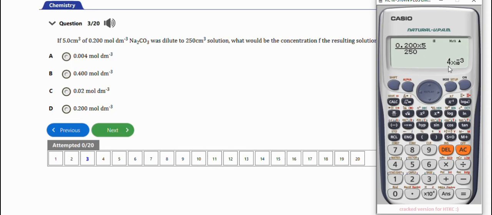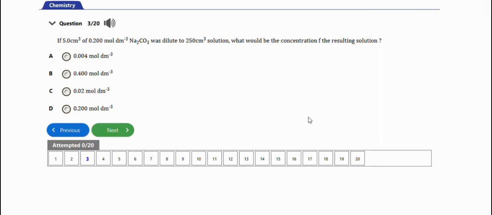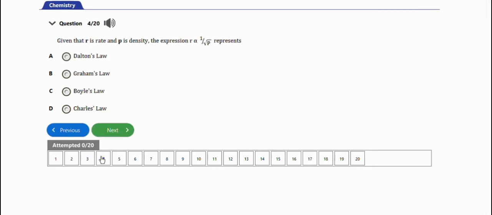So the calculator gives us the answer in standard form. If we want to express this in decimal, 4 times 10 to the power negative 3 in standard form is equivalent to 0.004 mole per dm cube. So the right option is option A. Alright, so that's it for this question. Let's go to the next repeated question, which is this one.